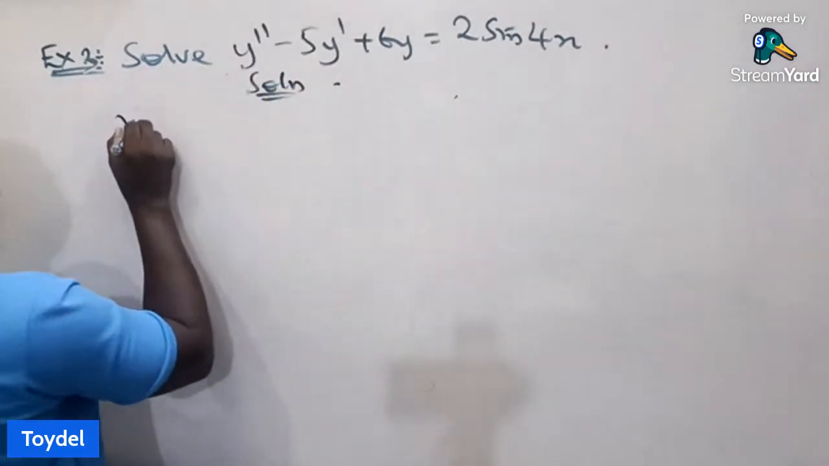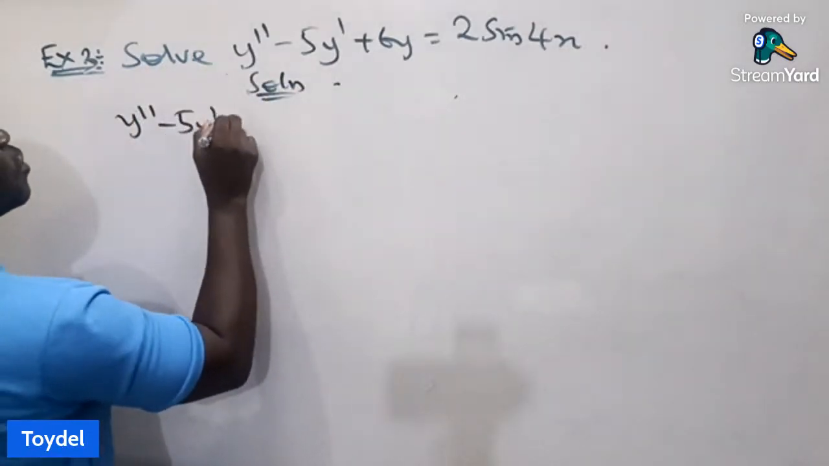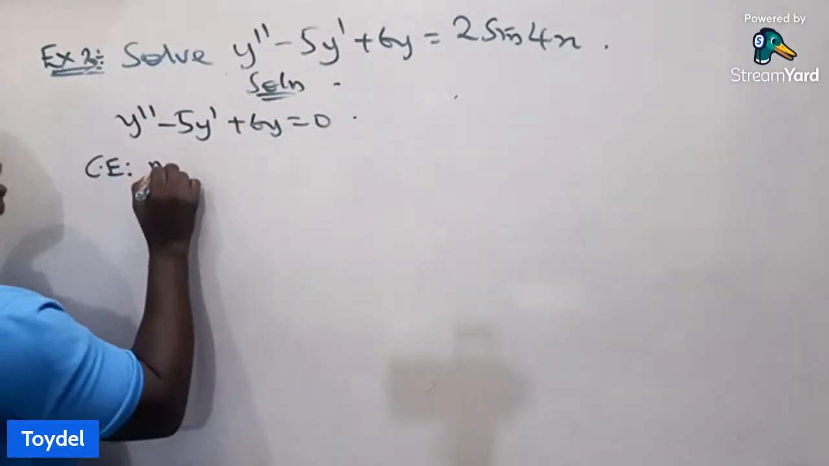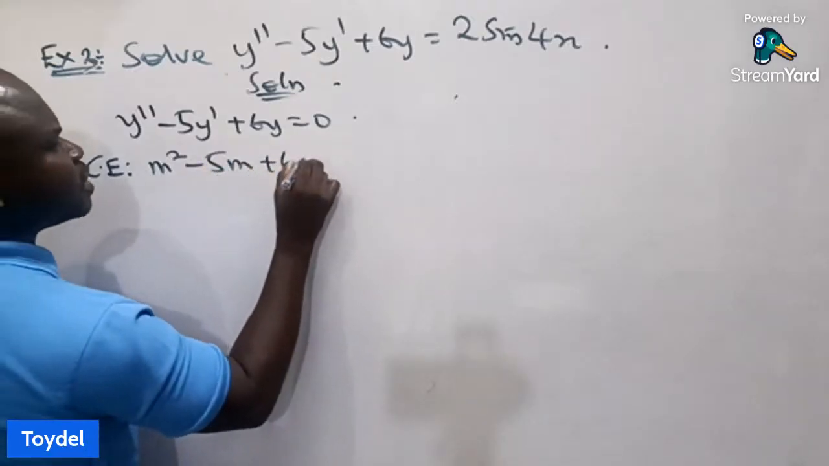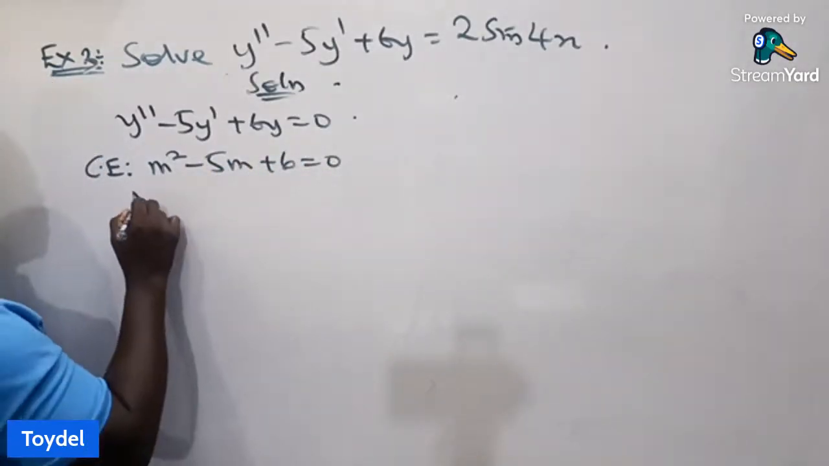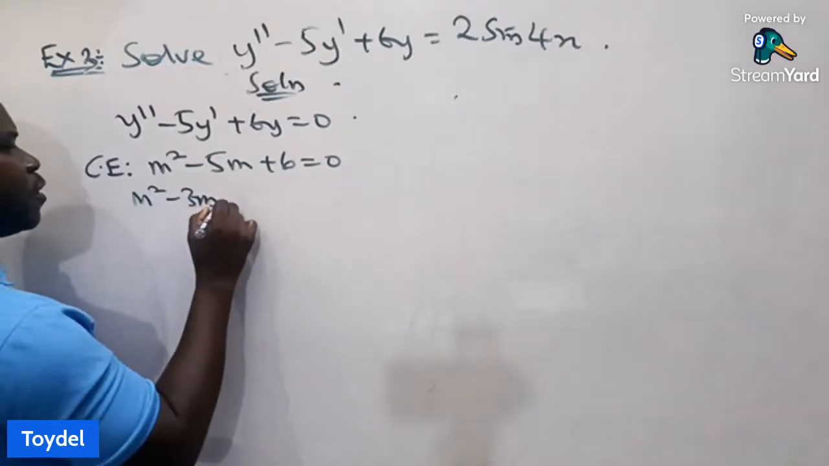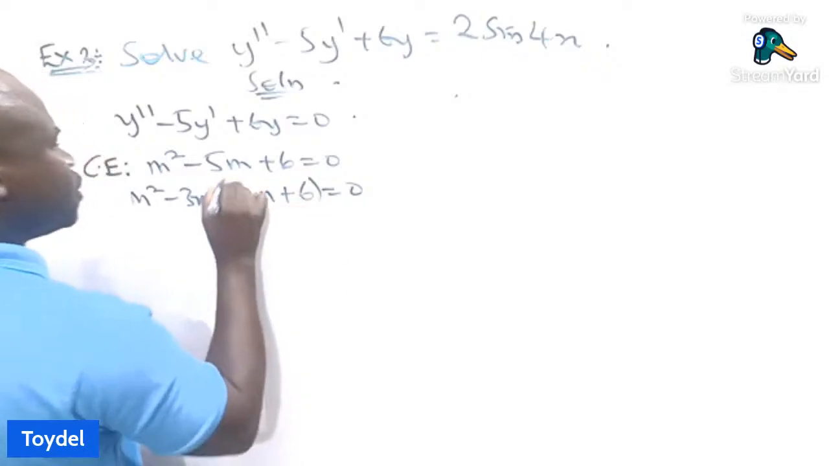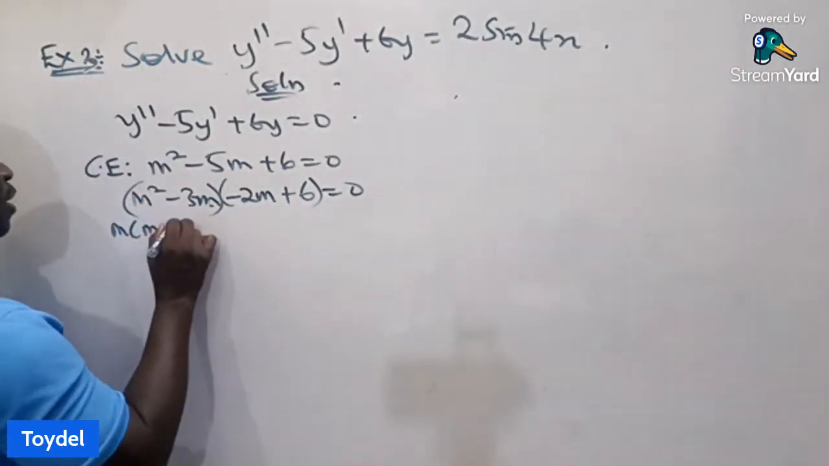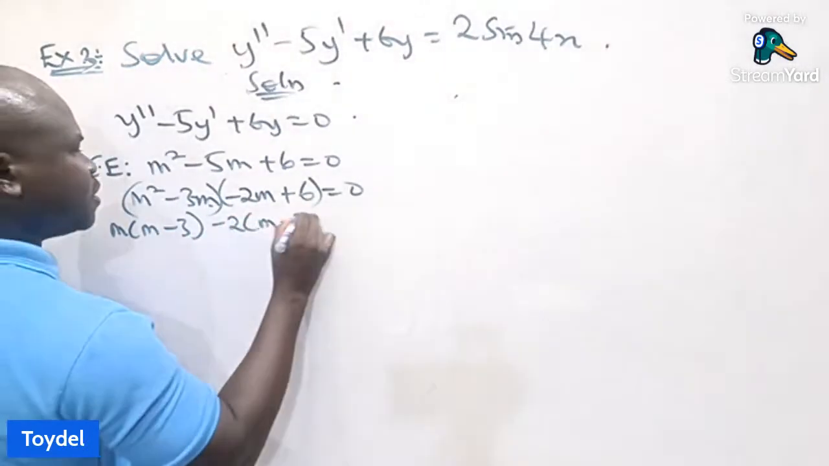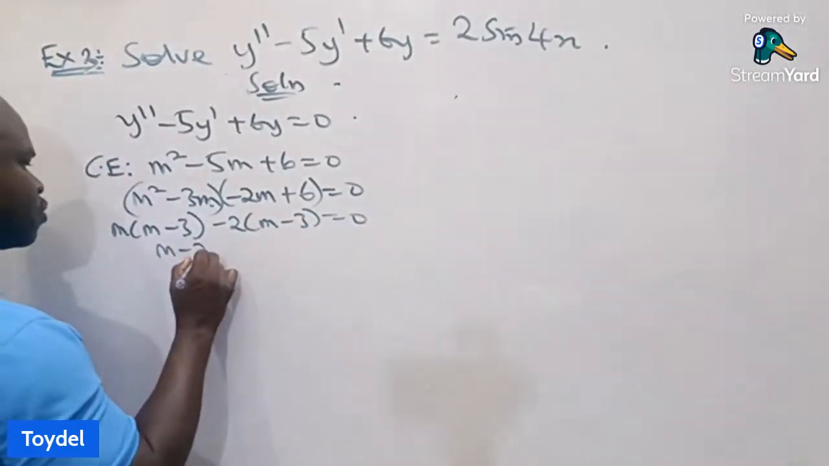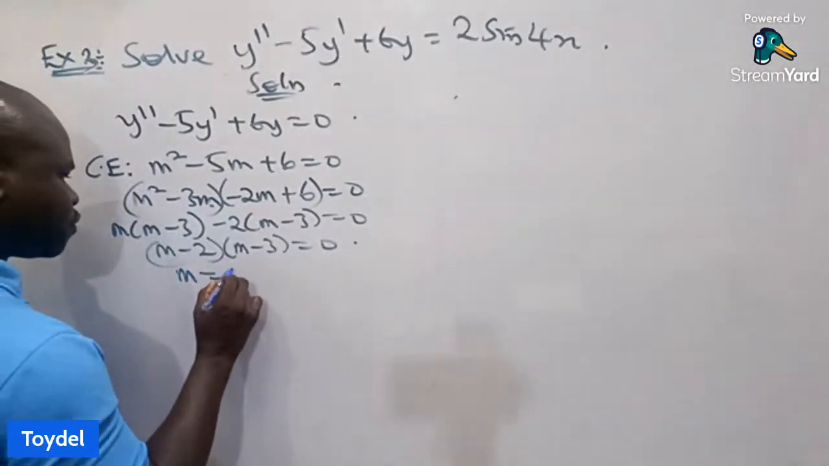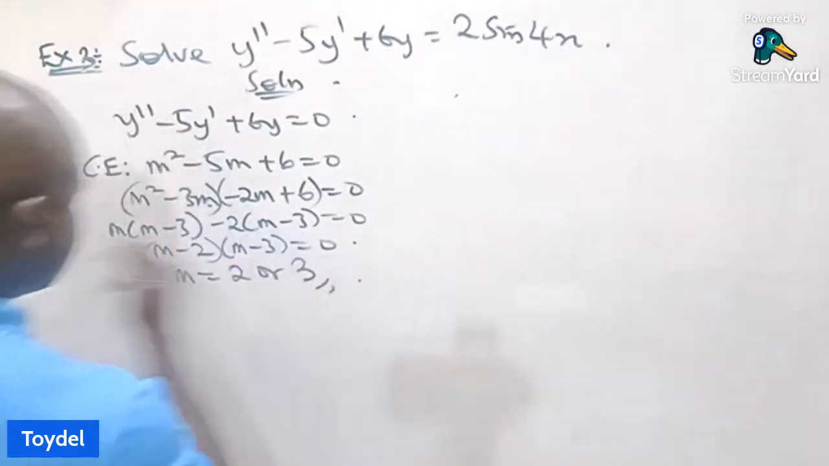What we are going to do is first find the complementary solution by setting the right side equal to 0. So the characteristic equation here will be m squared minus 5m plus 6 equal to 0. Can we factorize this? Yes. m squared minus 3m minus 2m plus 6 equal to 0. Then do the grouping: m into bracket m minus 3, minus 2 into bracket m minus 3 equal to 0. So (m minus 2)(m minus 3) equal to 0, so m is equal to 2 or 3. That will be the value of m.